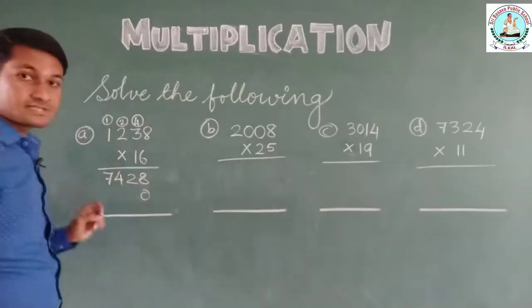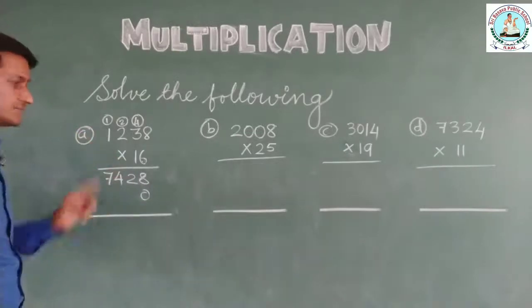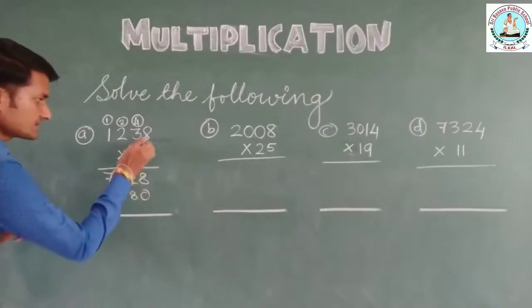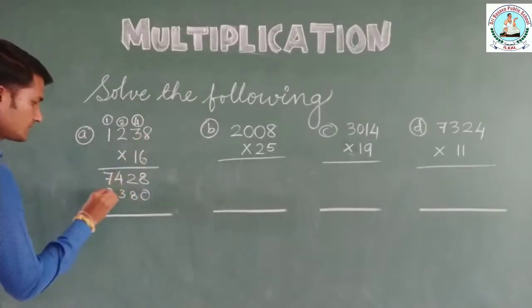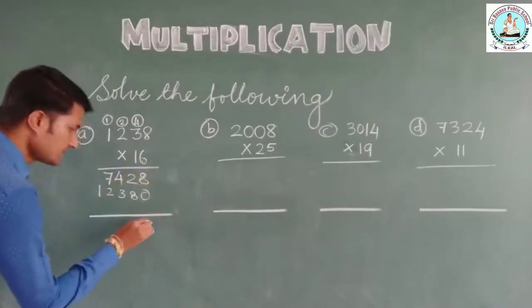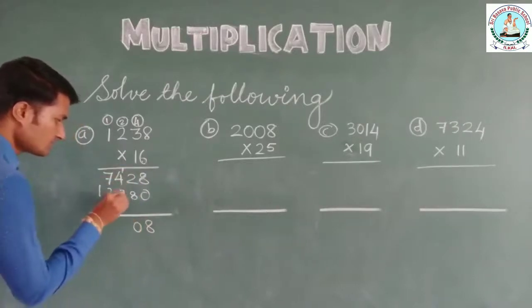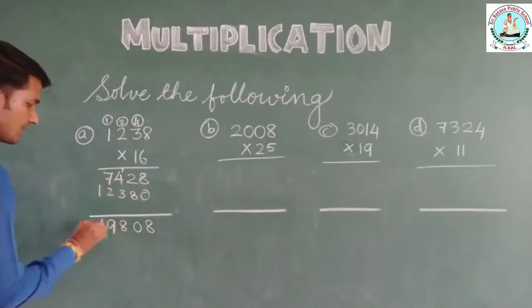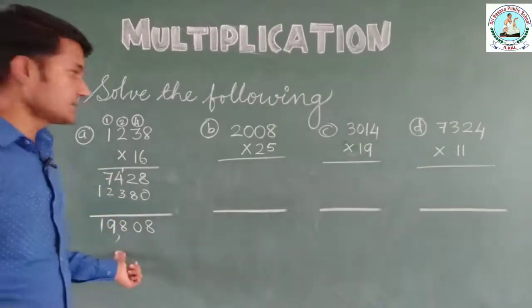So skip the first place before multiplying with the next digit, and any number with 1 is the same number itself. So just copy this number. 8 3 2 1. So just add now. 8, 10, 1 carry over. So 4 plus 3 is 7, 7 plus 1 is 8, and 7 plus 2 is 9, and 1 as it is. So it is 19,808.